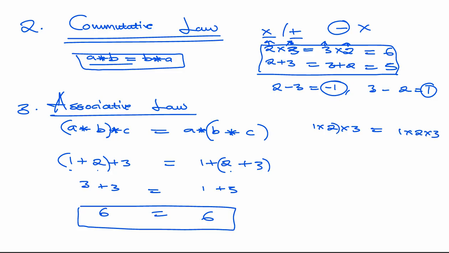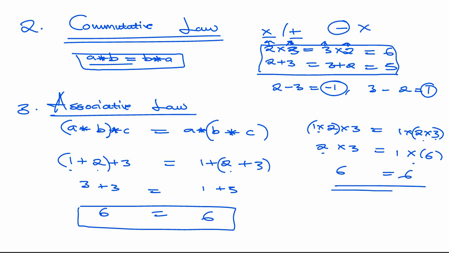Now in this case we start with here. Okay, 1 times 2 we get 2 times 3, then here 1 multiplied by 2 times this, we get 6. So let's say 2 times 3 we get 6. Also 1 times 2 we also get 6. So multiplication and addition are associative.